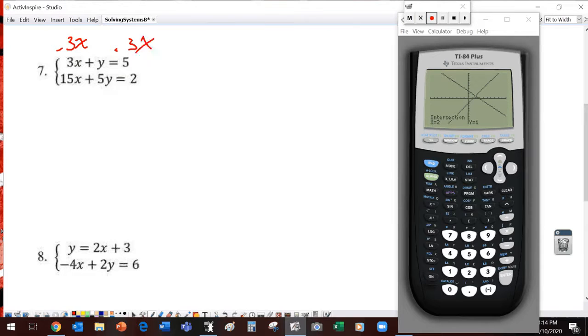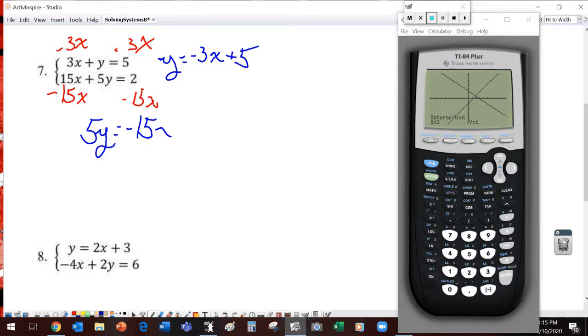Okay, and that will give us the equation y equals -3x plus 5. Now this second equation, we're going to have to do just a little bit more. So we'll start by subtracting 15x from both sides. And that will give us the equation 5y equals -15x plus 2.